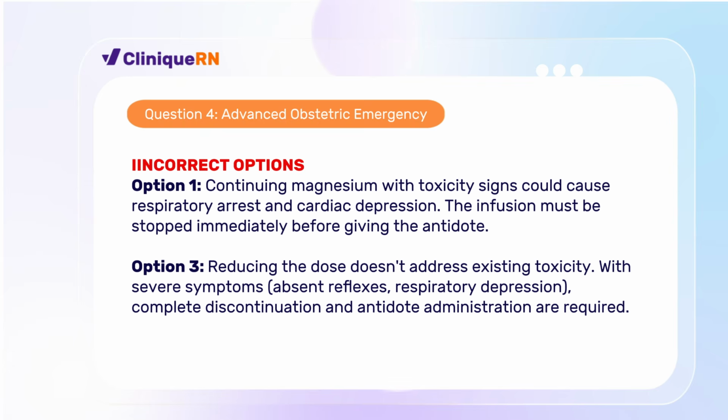Why are other options incorrect? Option 1. Continuing magnesium with toxicity signs could cause respiratory arrest and cardiac depression. The infusion must be stopped immediately before giving the antidote. Option 3. Reducing the dose doesn't address existing toxicity. With severe symptoms, absent reflexes, respiratory depression, complete discontinuation and antidote administration are required.